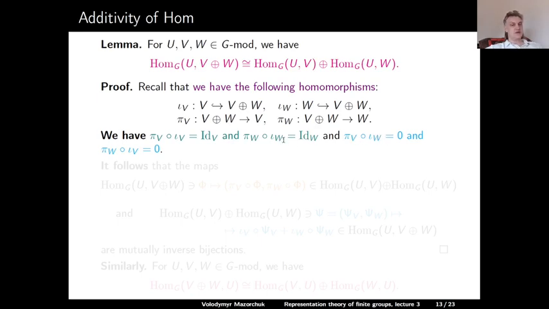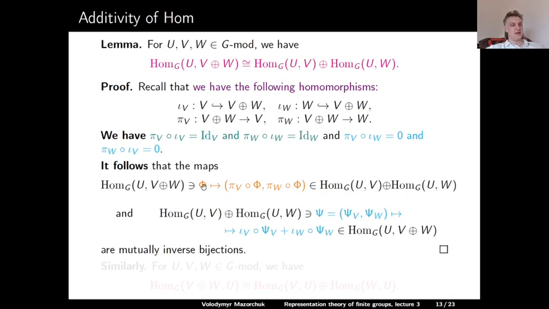So now we can consider two maps between the different sides of the isomorphism which we want to prove. If we take a linear map phi, which is a G homomorphism from U to the direct sum of V and W, we can map it to the vector where the first component is pi V after phi, and the second component is pi W after phi, and this will be an element in the direct sum of G Homs from U to V and G Homs from U to W.